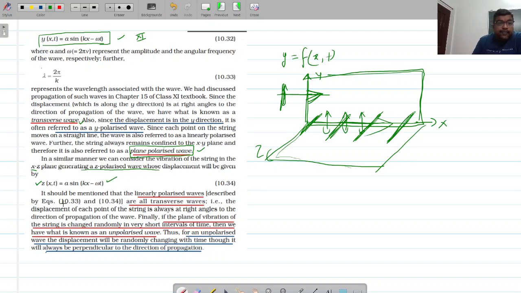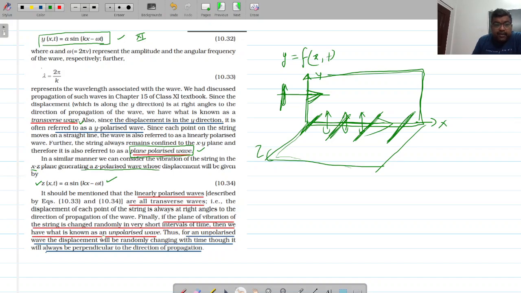It should be mentioned, as written here, that linearly polarized waves are all transverse waves. Why? Just now we have seen the vibrations are perpendicular to the direction of propagation, so all polarized waves are transverse waves. And another important thing is, only a transverse wave can be polarized.